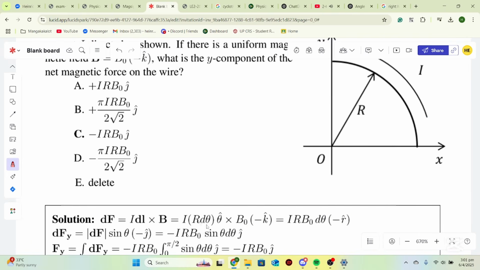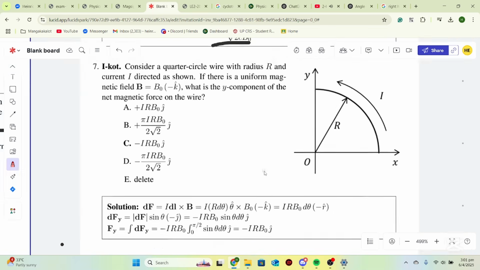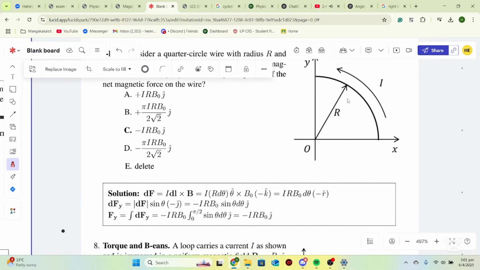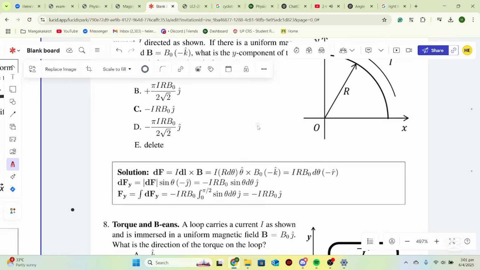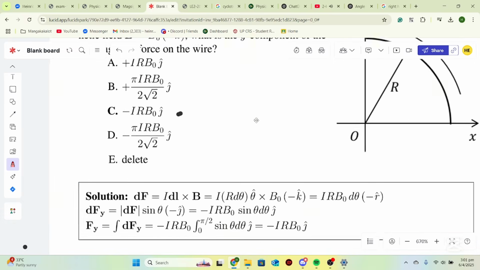We just cross product this, I R B d theta negative r. The reason why it's negative r is because it's negative k and theta. So negative r means it's the direction towards the center. So getting the dF_y is equal to dF sine theta negative j, negative I R B sine theta d theta. And we just have to reverse the derivative, so we integrate it. So negative I R B, theta from 0 to pi over 2, sine theta d theta j is just equal to negative I R B j. So over here, negative I R B j.